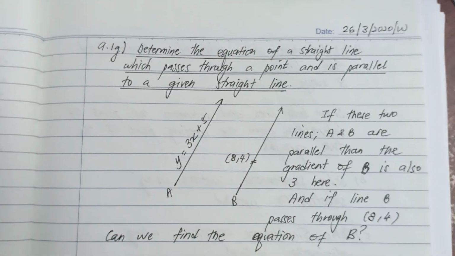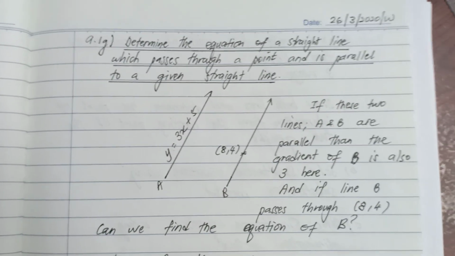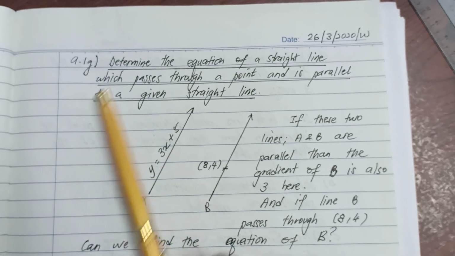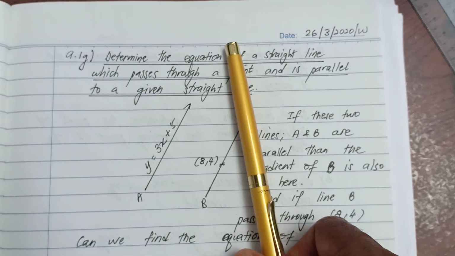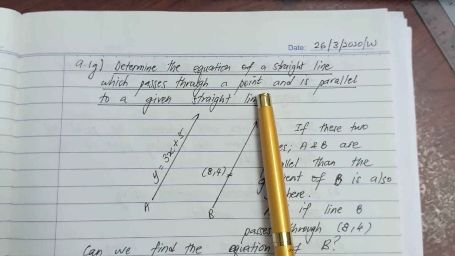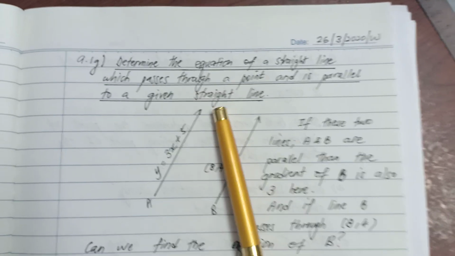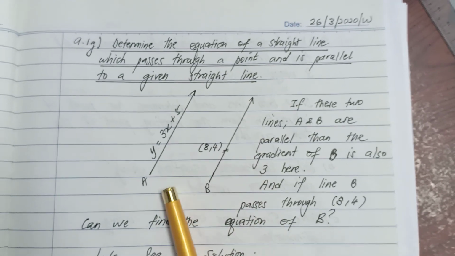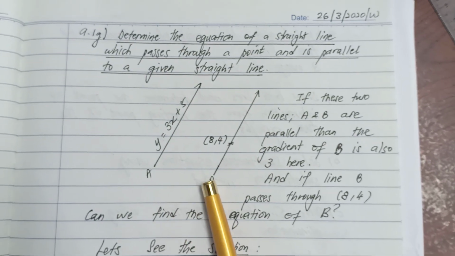Okay, let's look at today's lesson. We are going to discuss parallel lines, where you are supposed to find the equation of a line which is parallel to another line. So how is it? Let's look at A and B.